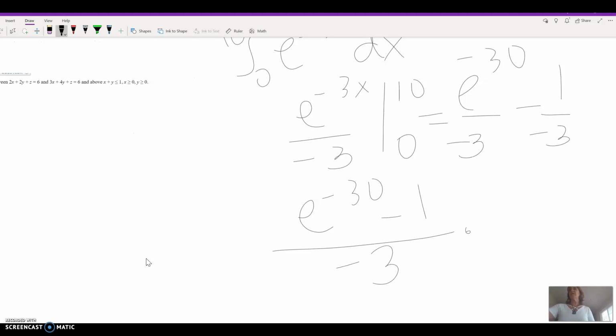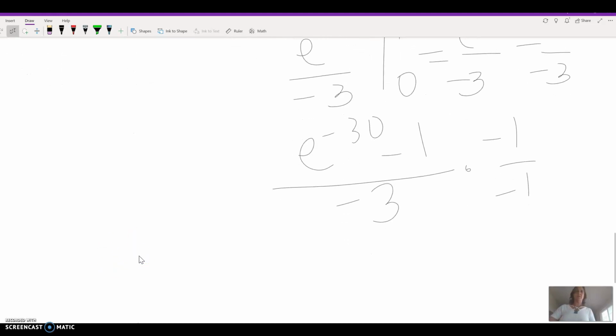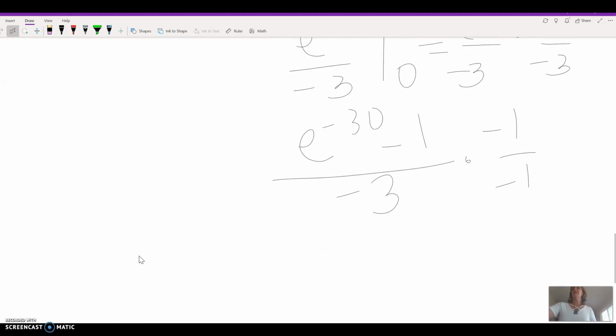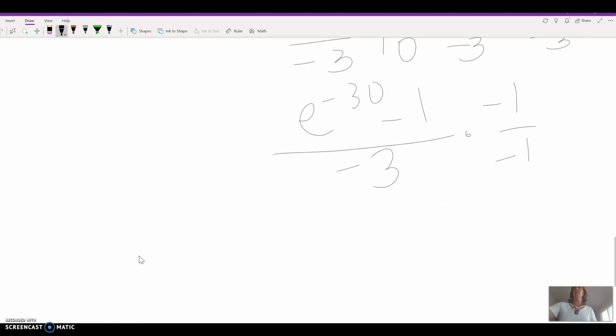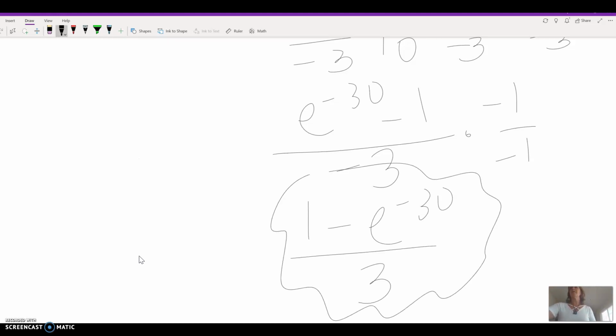And if I don't like the negative in the denominator, I can multiply the top and the bottom by negative 1. That's just a final beautification step. And then that would become 1 minus e to the negative 30 over positive 3. And this, my units would be in kilograms. And if they asked for an exact answer, I would leave it like that. If they wanted an approximation, I would put it into my calculator.